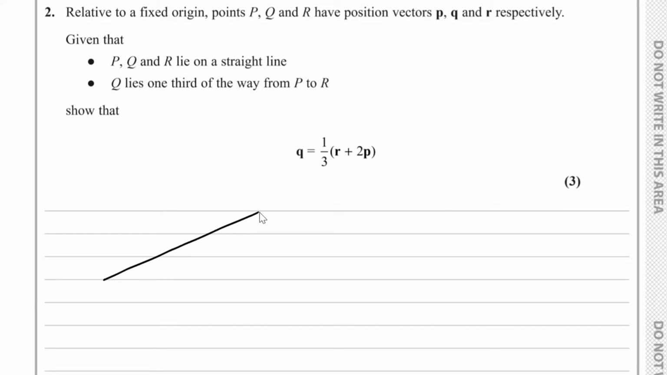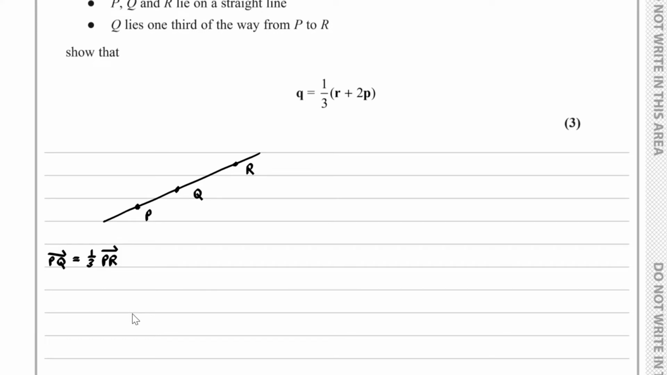So we've got this straight line over here, we've got this point P, we've got this point R over here, and Q is 1/3 of the way from P to R. So somewhere over here we have the point Q. Now we wish to show that q is equal to 1/3 of r plus 2p, and from these two statements here we can say that PQ is equal to 1/3 of PR.